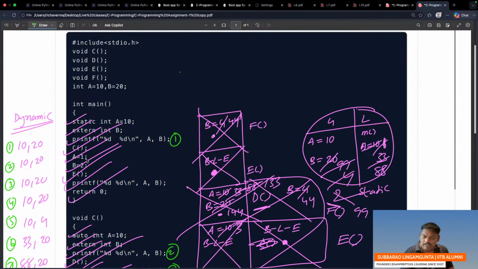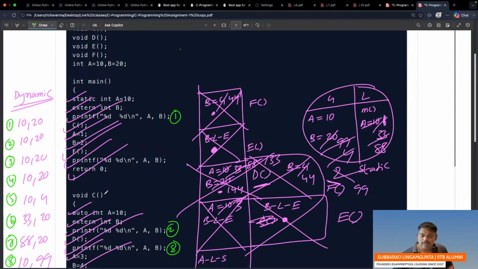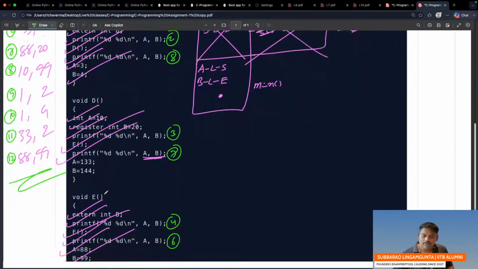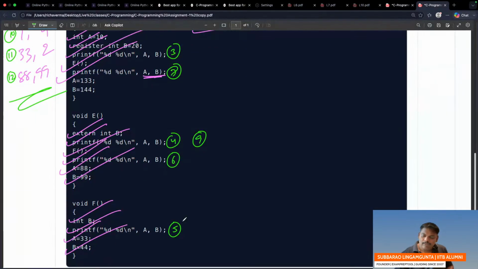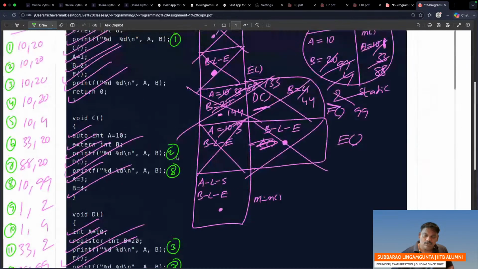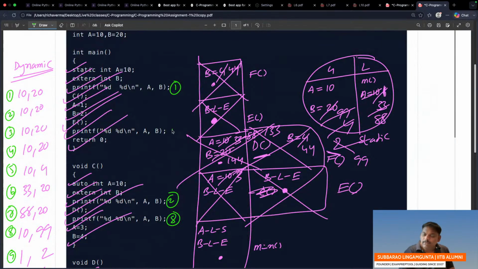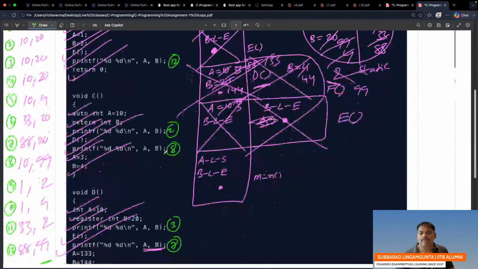Now after C, some changes have happened. Now E is called again. Remember, until now 8 are over. Now go to E. It is the 9th printf. It is the 10th printf. It is the 11th printf. Afterwards in the main, it is the 12th printf. These are the 12. This is how 12 printfs happen.